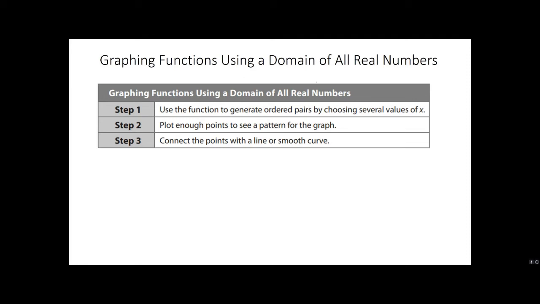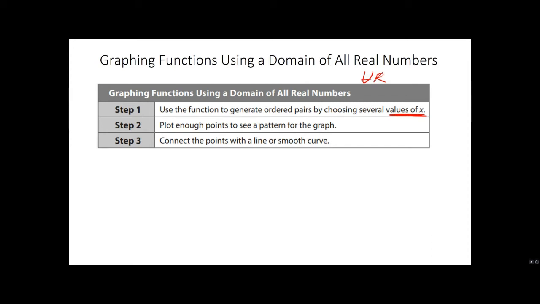All right, graphing functions using domain of all real numbers. So all real numbers, that's Greek symbols just saying the same thing. So graphing functions using domain of all real numbers. Step 1, use the function to generate ordered pairs by choosing several values of x. So to get an idea of its placement, we pick some relative values that can give us a sense of positioning. And we'll see an example of that.